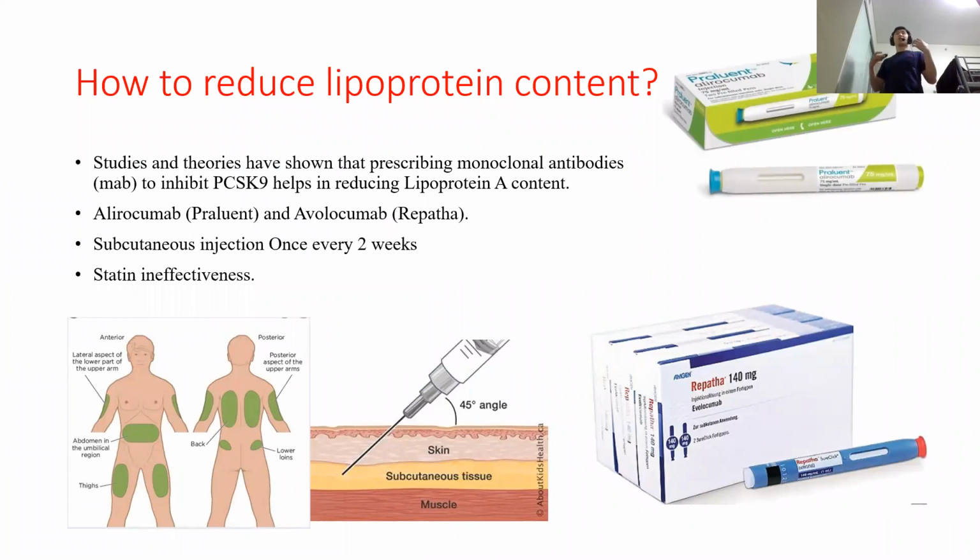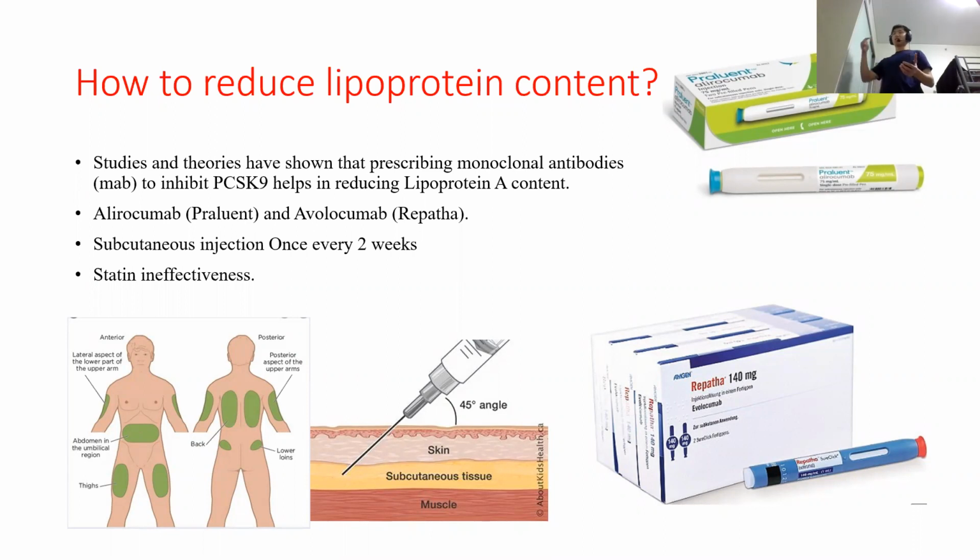There are new studies that involve the use of monoclonal antibodies. This is recently introduced, as it was approved by the FDA in 2015. They are known as alirocumab and evolocumab. They help to inhibit the PCSK9 enzyme or protein and reduce the lipoprotein A or apolipoprotein B content. The prescription is a subcutaneous injection once every 2 weeks.